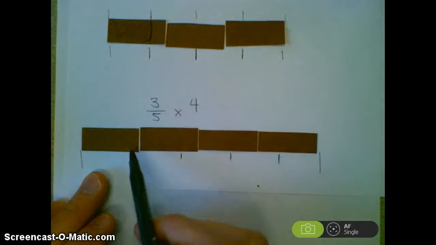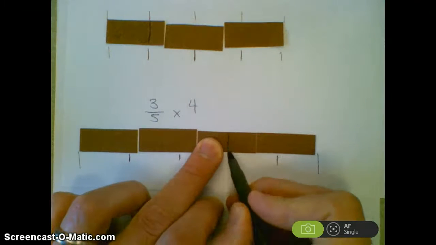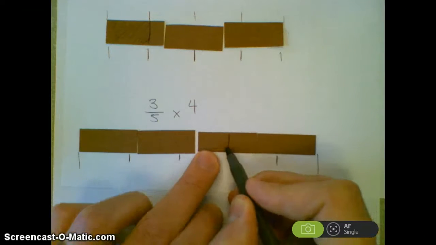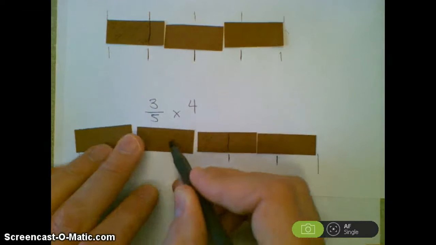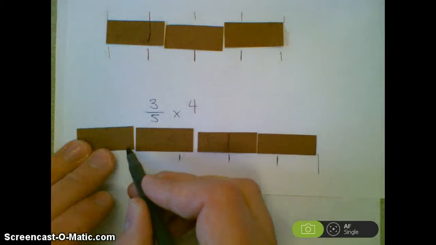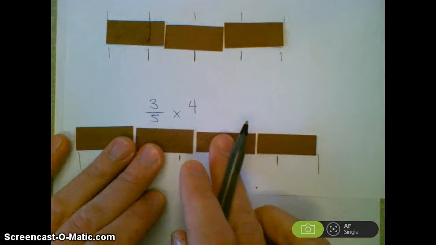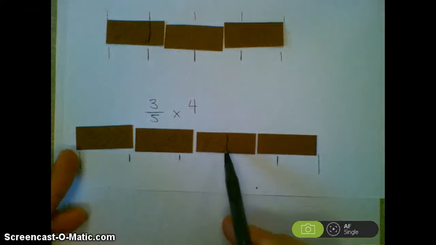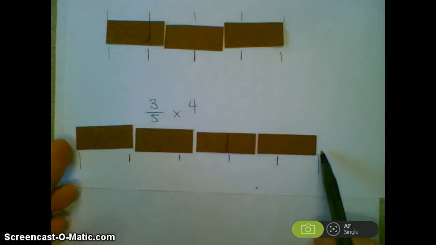I want 3 of those parts. 1, 2, 3. So I'm going to shade it. It's going to take me a second here. I want that part, and that part. That length is 3 fifths of 4.